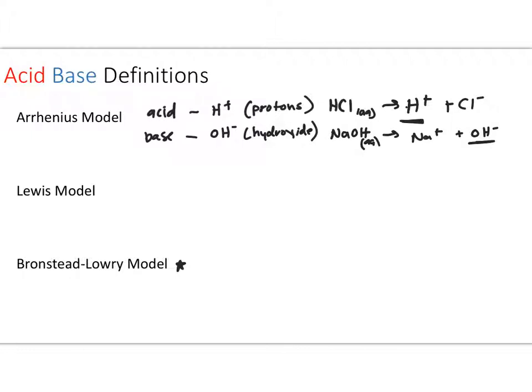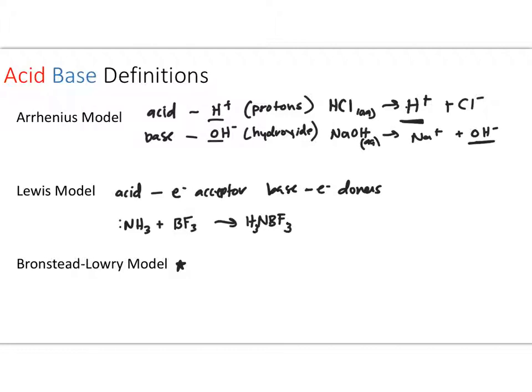The acids from the Lewis model are going to be known as electron acceptors, and the bases are going to be electron donors. The Lewis model is really helpful when you don't have protons or hydroxide ions to be donating to the solution. So an example or setup for the Lewis acid-base model would be the following.